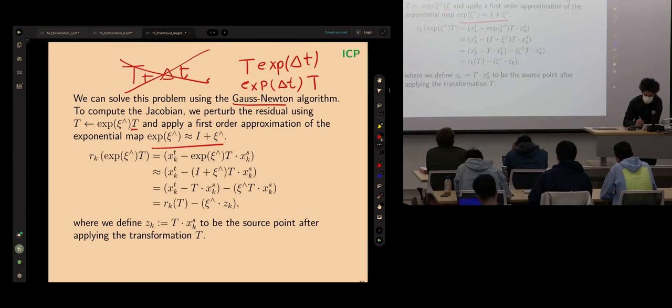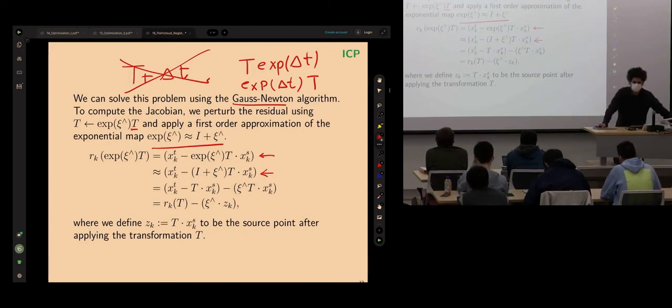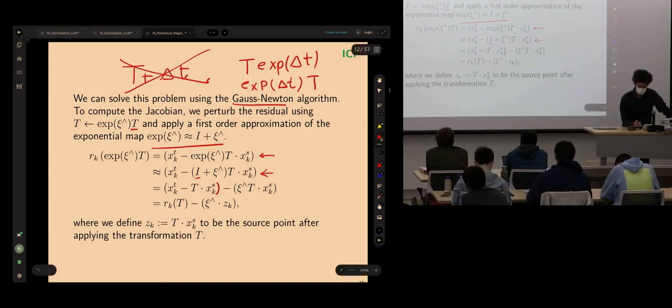Perturb, it's easier to do it from the left. Perturb the transformation in the residual. What we get is the target point for a single residual term for two associated points is the target point minus the transformation times the source point cloud. Do a first order approximation of the exponential map, which is 1 plus xi hat. And then just multiply them. The first part is the identity. You get the transformation times the source point cloud back. That will give you the residual that you see here.